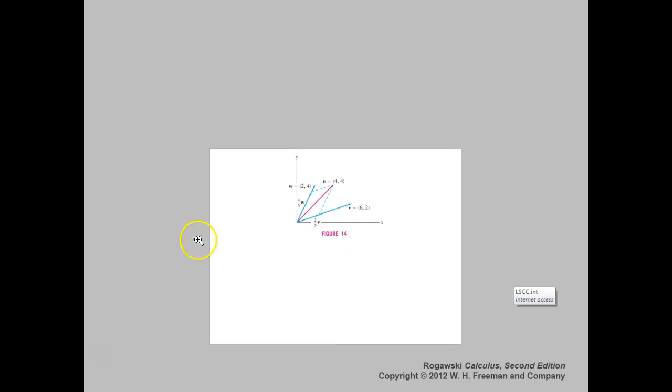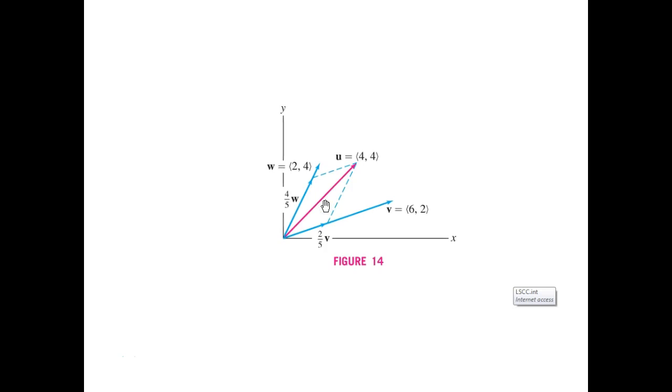Now here's a picture, a figure, that goes along with example 4. We're not going to do 4, but just so you'll have some context to put it in. Here's a vector U, which is 4, 4. Okay? It says, express that vector U, 4, 4, as a linear combination of V, 6, 2, and W, 2, 4. So there's V, 6, 2, W, 2, 4. Okay?